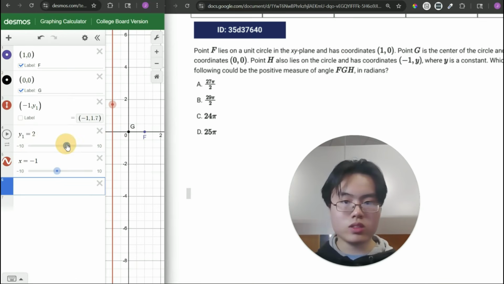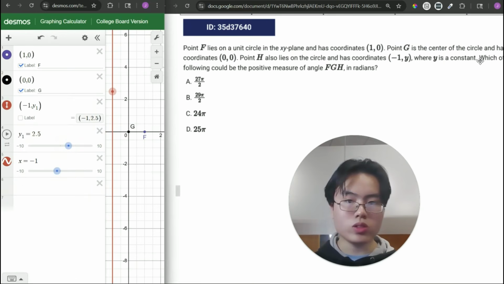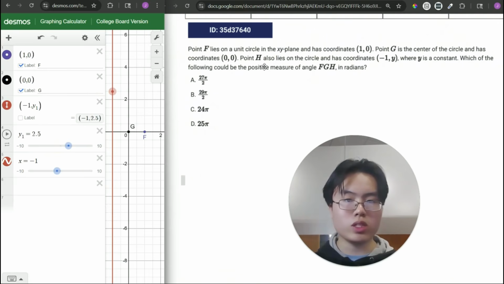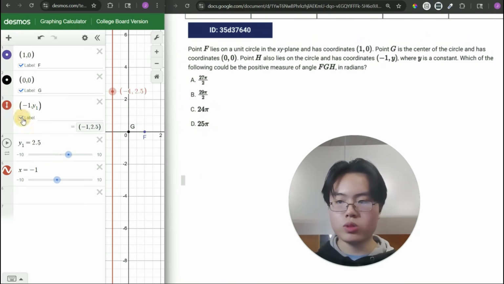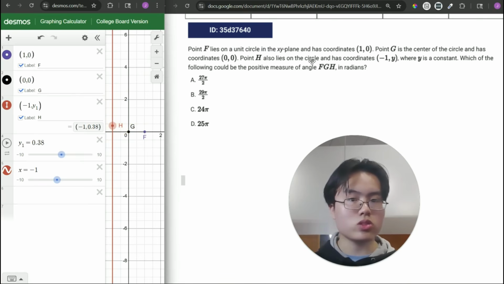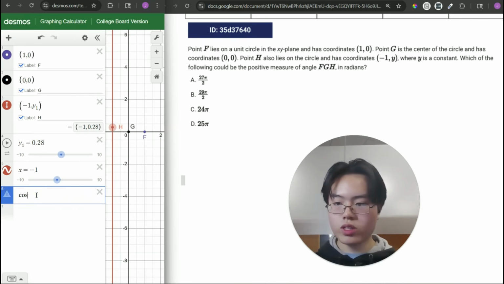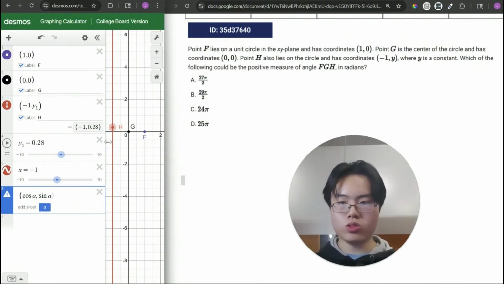Okay, so basically we just need to find y? Which of the following, oh no, we need to find an angle. So which of the following could be the positive measure of, okay, let me label this one. This was point H. We need to find this. And we know this lies on the unit circle, right? Also lies on the circle. Which could be the positive measure of angle FGH. So we need to find FGH. Again, we know that cosine of an angle is the x value and sine of an angle is the y value of a unit circle. So how do we do this?